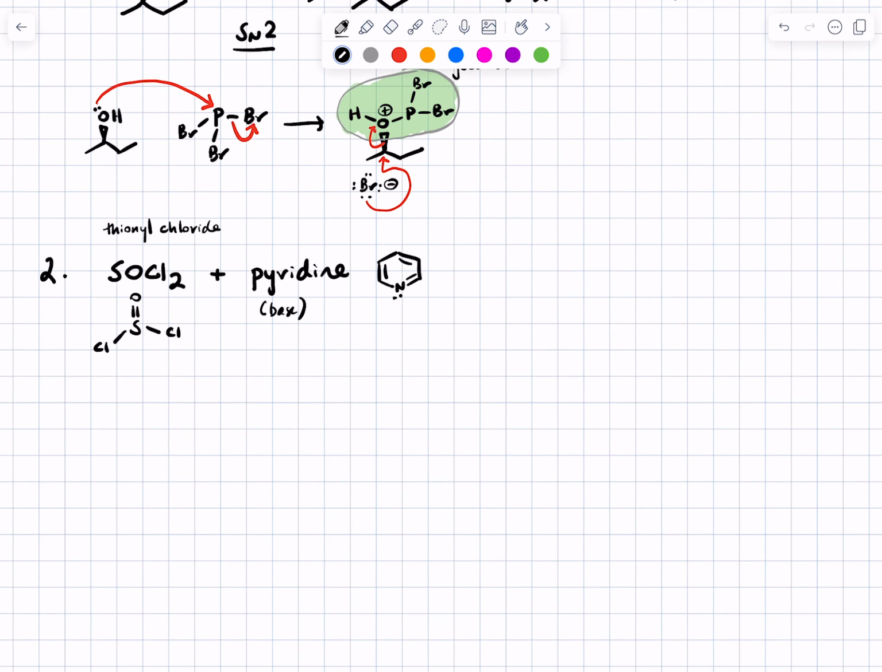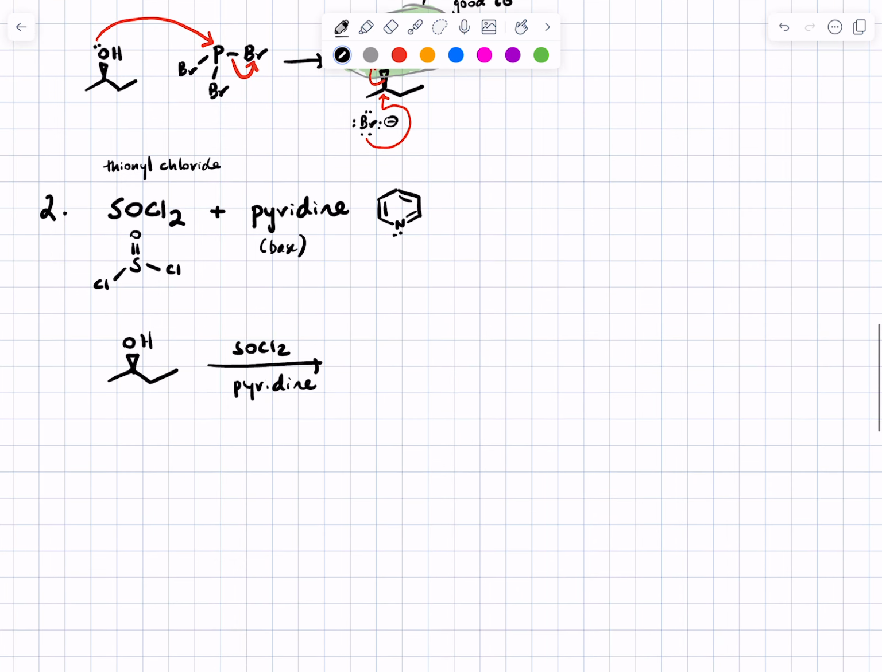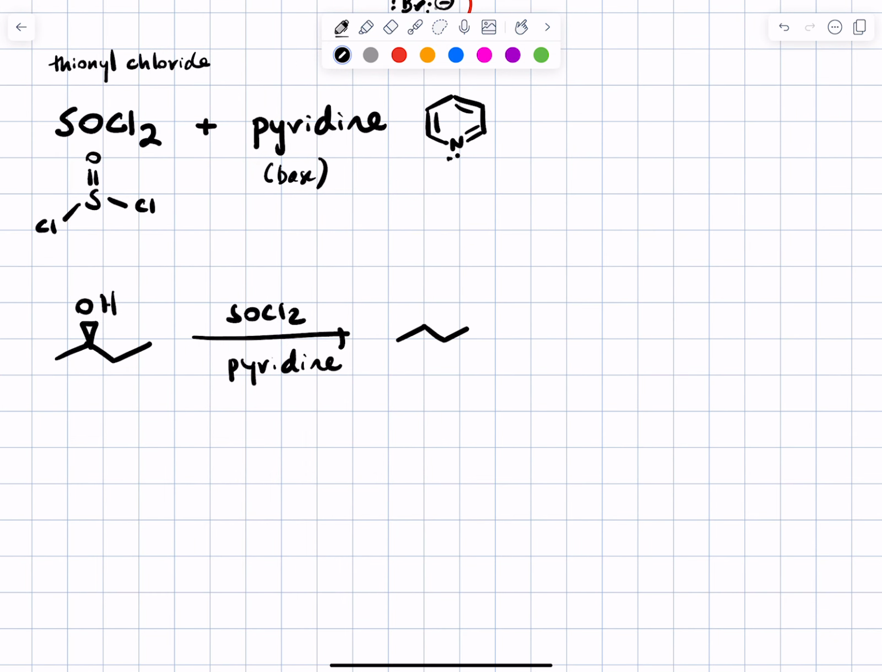All right, so we can take the same starting alcohol. We'll react it with SOCl2 and pyridine, the base. And the effect of this is to replace the OH group with Cl. Again, the key step is an SN2 step that proceeds with inversion of configuration. As before, the effect of these reagents is going to be first to turn the OH into a good leaving group, and second to have chloride displace that leaving group in an SN2 step.